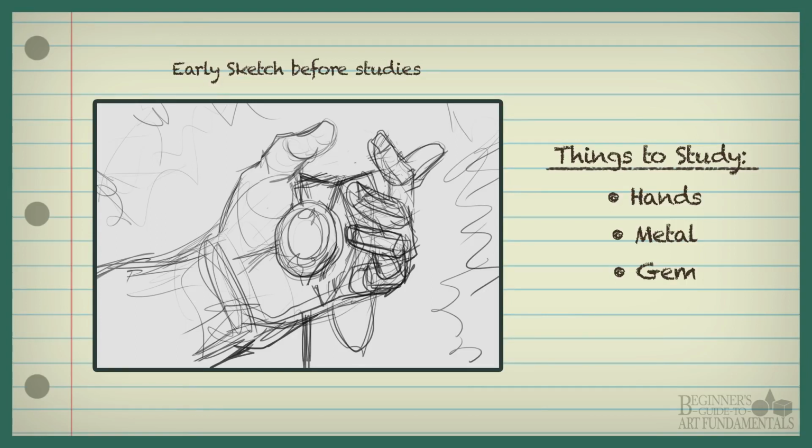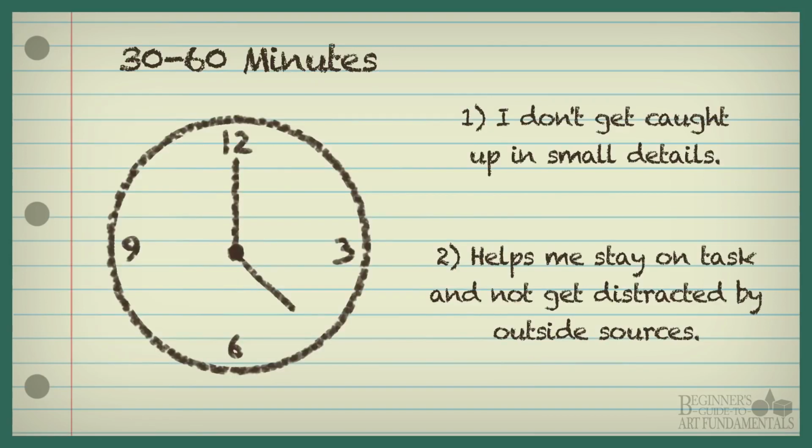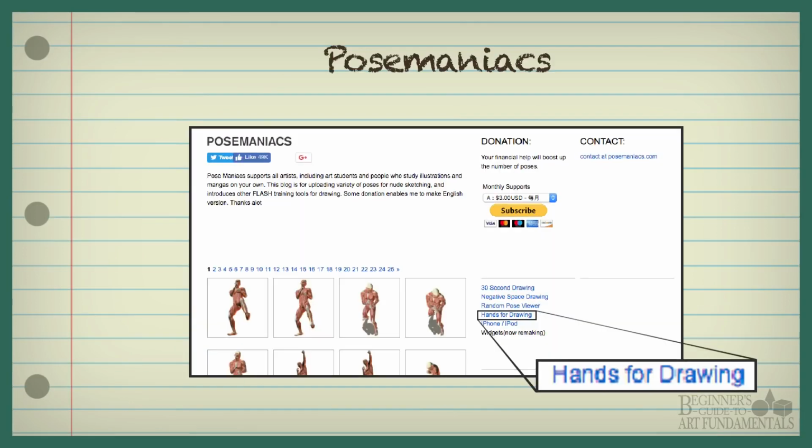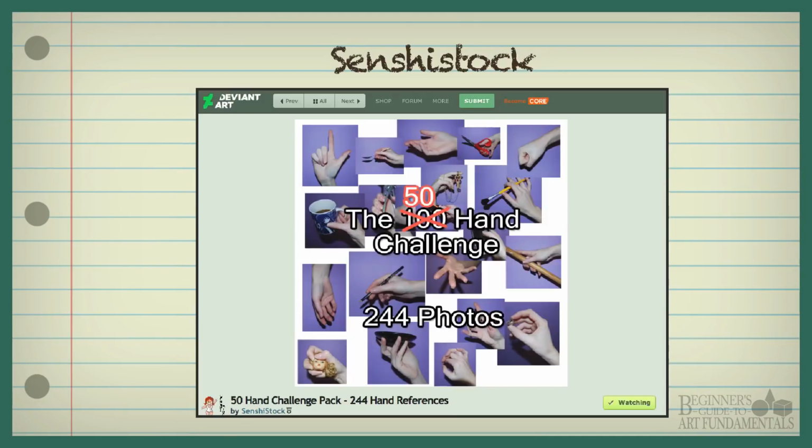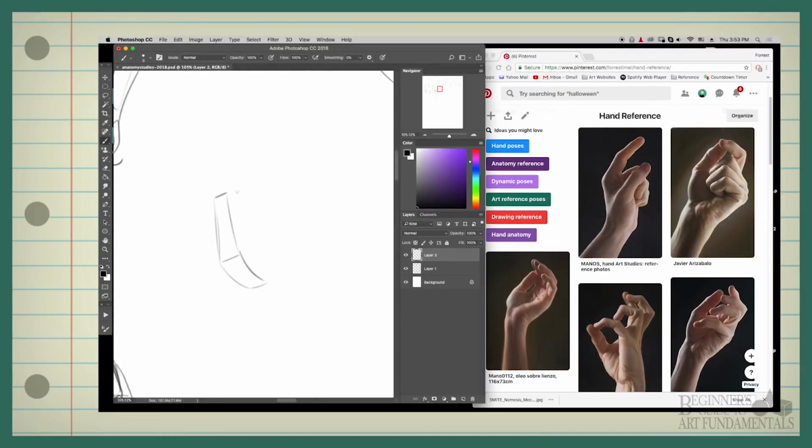So the exact way I would personally do this is I'd break this down into 2 study sessions. I usually tend to make my study sessions be about 30 to 60 minutes so as not to get too deep in the nitpickiness. And also, I always want to make sure that I stay on task while working on them. The first study would be the drawing of the hands. I'd pull up this wonderful website called Posemaniacs, or a collection of hand reference images from Senshi Stock on DeviantArt. And I would give myself about 30 to 60 minutes to draw hands, but every few hands I'll draw one from imagination in a completely different pose.